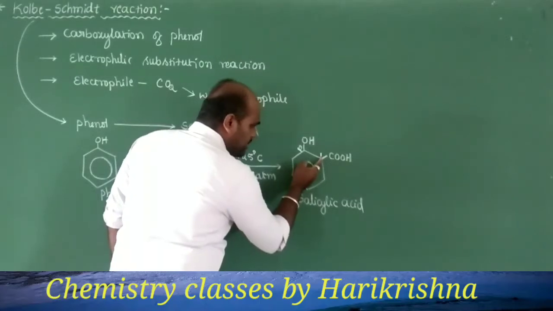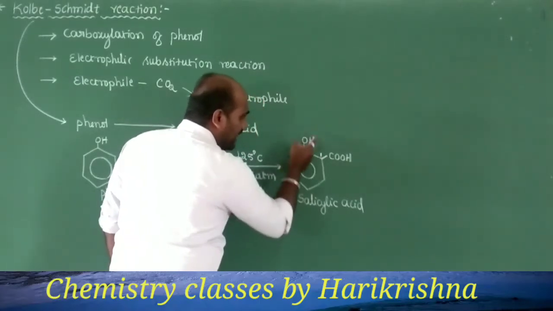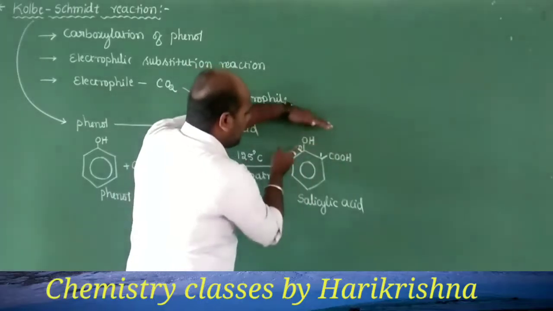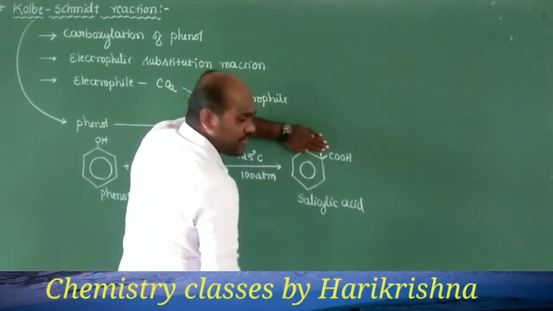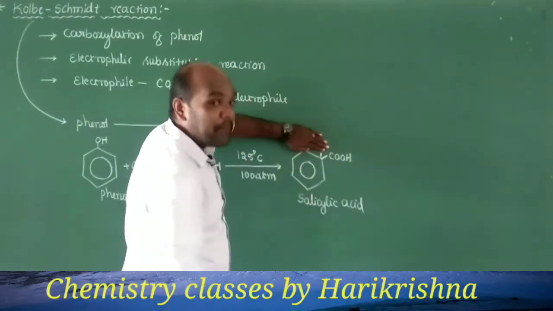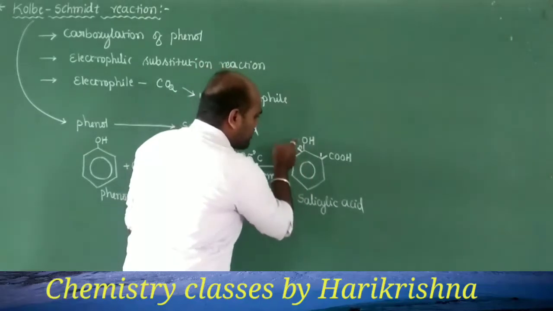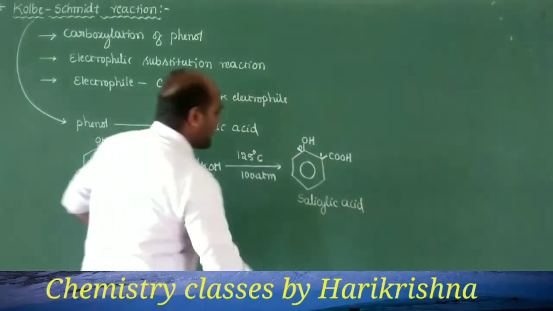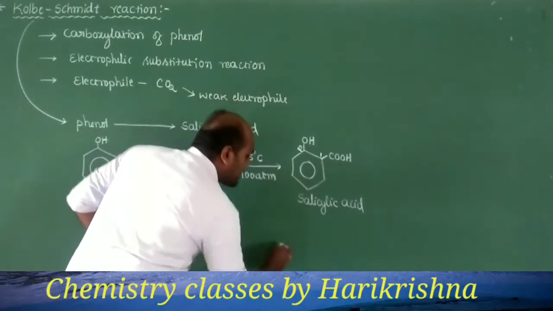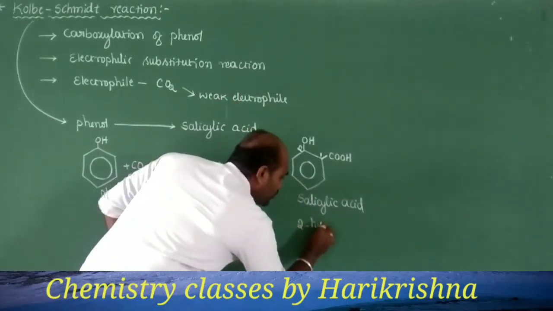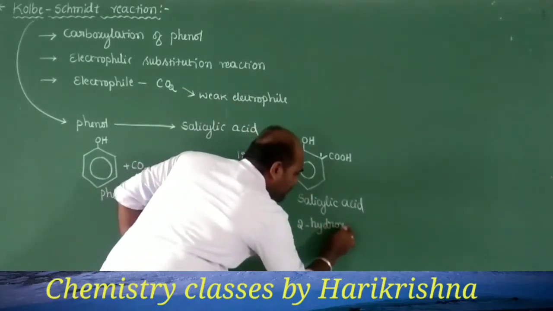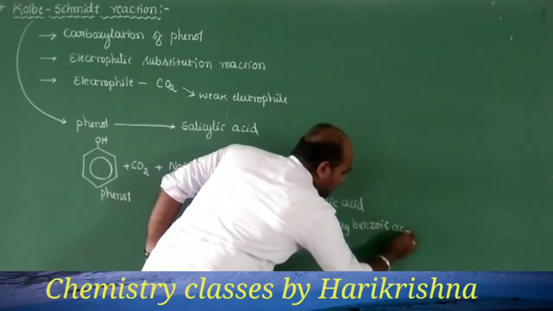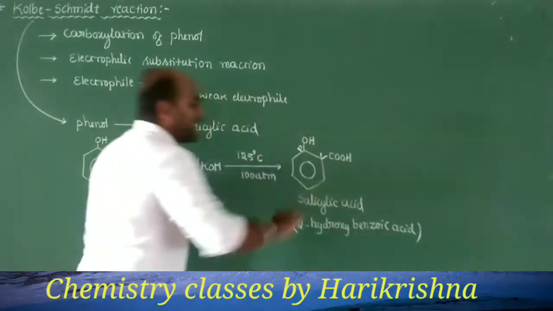So at the second position we have a hydroxy group, which acts as a substituent, and the remaining group is benzoic acid. At the second position we have OH and the basic compound is carboxylic acid. So the IUPAC name of salicylic acid is 2-hydroxybenzoic acid.